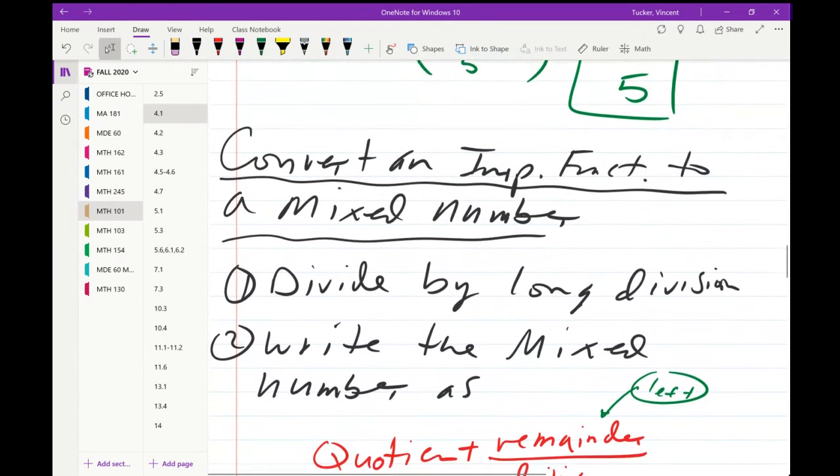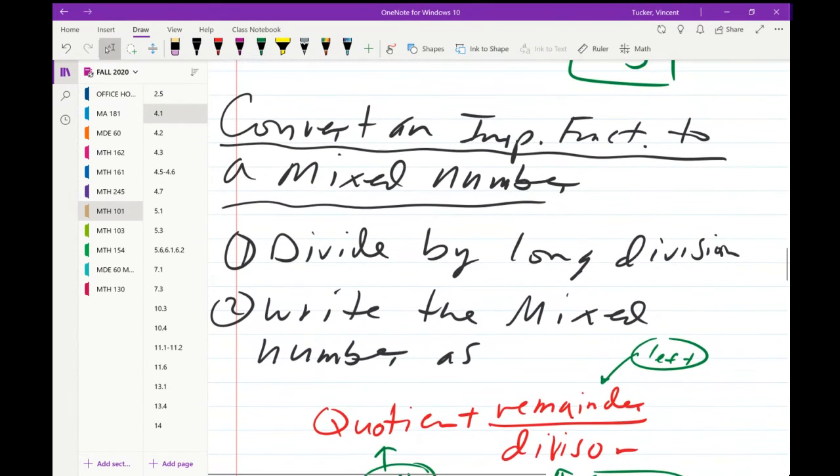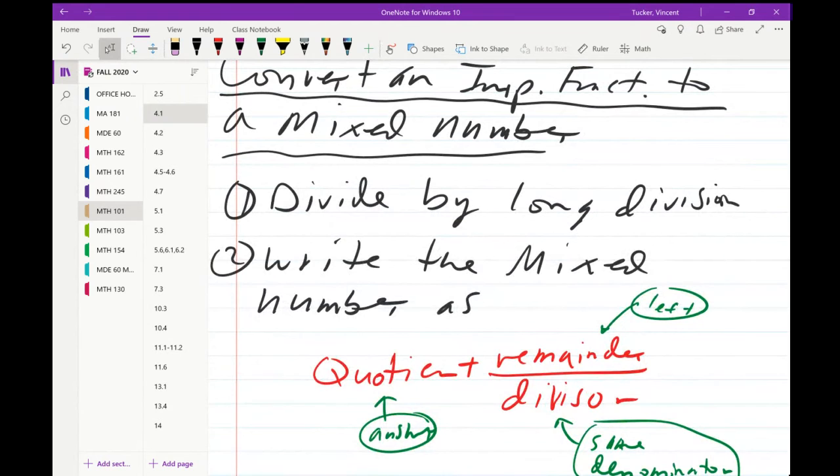So first we'll divide by using long division. And then we'll write the mixed number in this fashion. Quotient will be our whole number. And then we'll take the remainder and place it over the divisor.